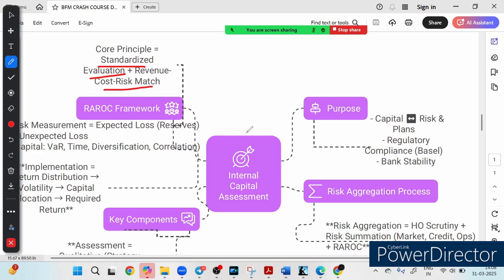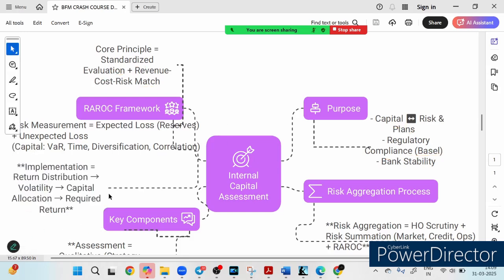What is the purpose of this framework? The purpose is that it links capital planning directly with the risk exposure. It ensures compliance with the Basel regulation, ultimately making the bank more resilient. Ultimately, it promotes overall bank stability, safeguarding the institution against unforeseen financial shock. So that is the purpose of it.